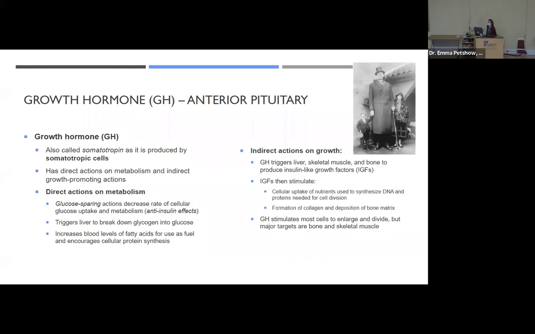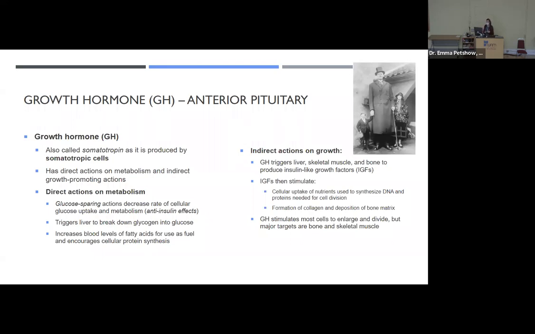So it's going to be able to help with glucose sparing actions. So it's going to decrease your rate of cellular glucose uptake and metabolism. So think of it as the opposite of what insulin does. So it's going to keep glucose in the blood. So if you had low blood glucose, growth hormone can be helpful in maintaining adequate blood glucose levels from avoiding glucose uptake into the cell. It's not going to push glucose out of the cell into the blood, but it's going to keep glucose in the blood away from getting taken up into the cells.